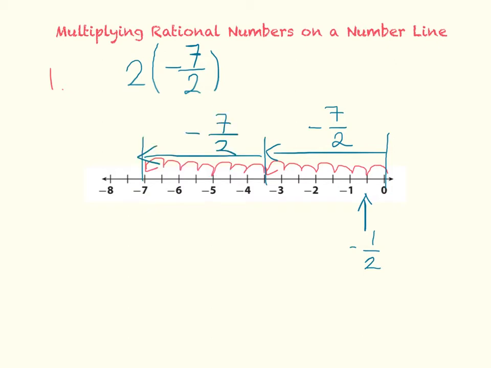So now from this number line, you can see that 2 times negative 7 halves is you go negative 7 halves units 2 times, and your answer is right here, negative 7.